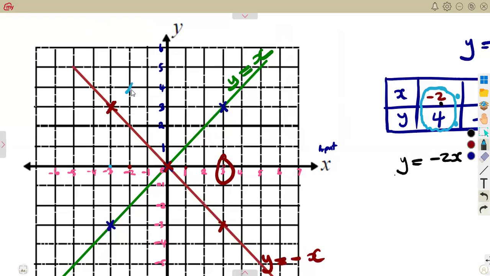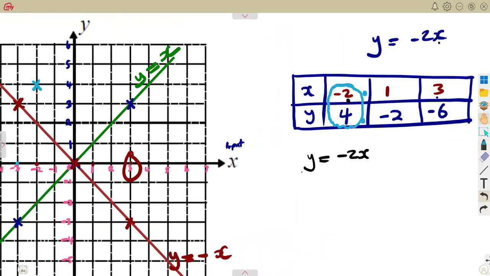Guys, I just hope you understand this from our introduction of marking or labeling these points on a Cartesian plane. If not, make sure that you watch that video. It can help you a lot. So that's minus 2 versus a 4. Let's move on to another point.